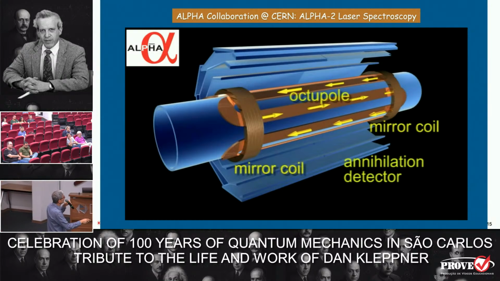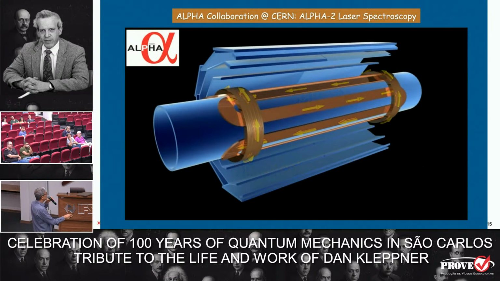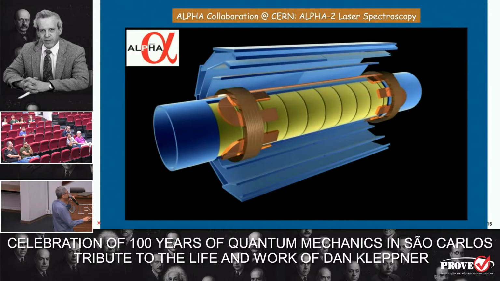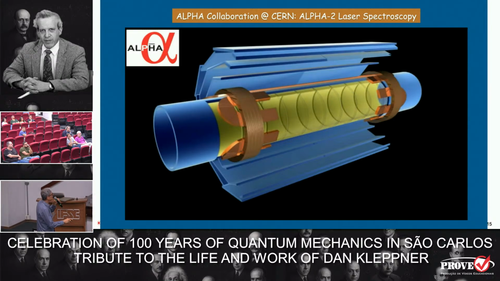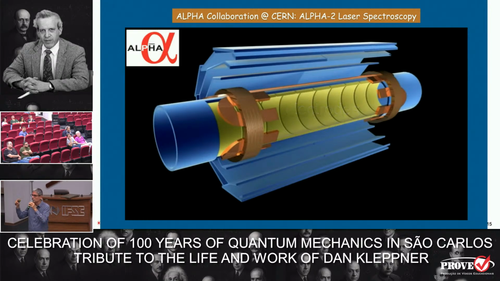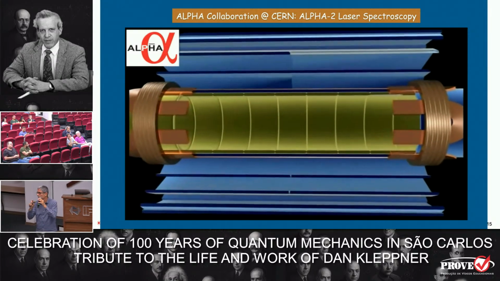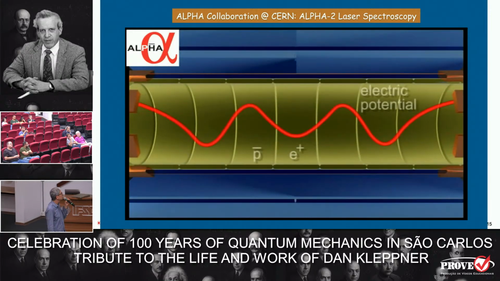Now, if you go here, you're going to see our trap, so the mirror coils and the octupole. With this configuration, we have a magnetic field that's minimum in the center and grows in all directions. Now, inside this tube, that's ultra-high vacuum, and this is all at 4 Kelvin. Now, if I open inside this tube, I'll see the electrodes that I use to manipulate the plasmas, the electrons, the antiprotons, the positrons. I put my electric fields and I go with them here, there. I do all sorts of stuff, okay?